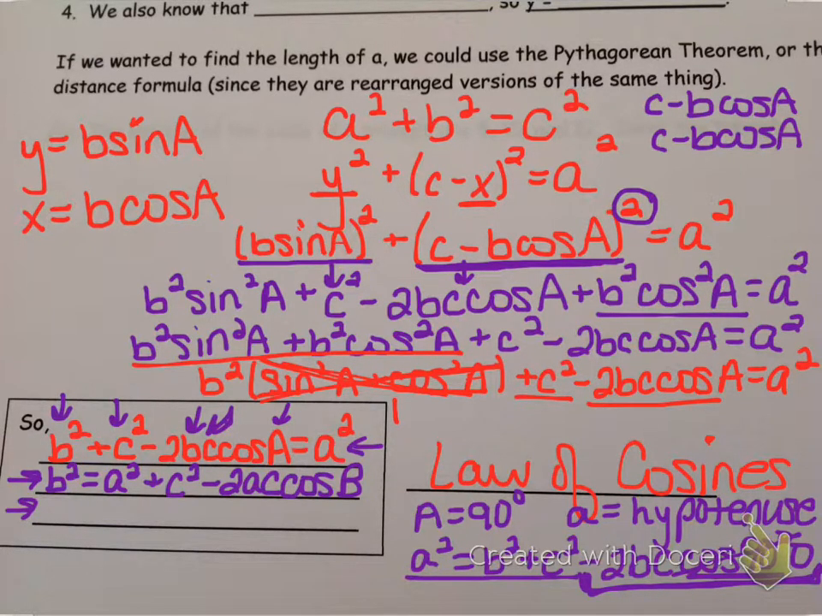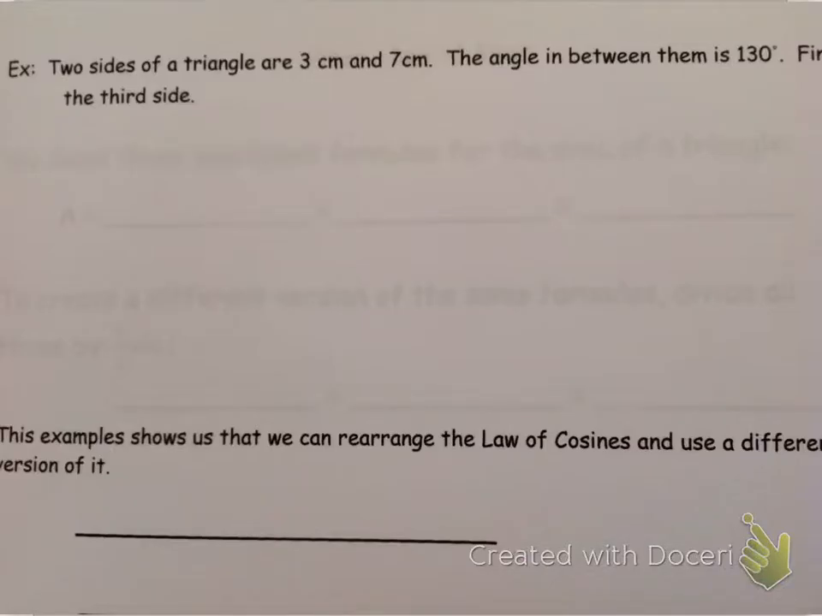And so then the third version says if I'm looking for side C, so c squared equals, that means I would need to know side A and side B. So I could do a squared plus b squared minus 2ab. And then if I'm looking for side C, the angle I would need is angle C. So this is how we use this formula, okay? Because it looks just like a much messier version of a Pythagorean theorem, okay?